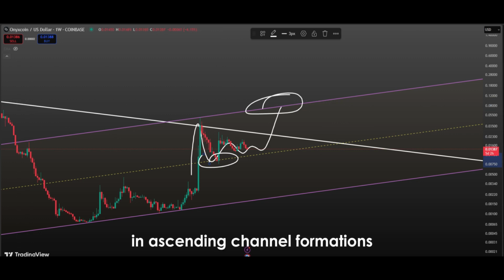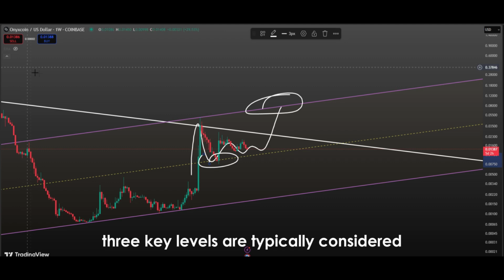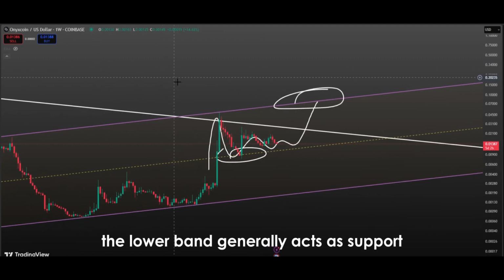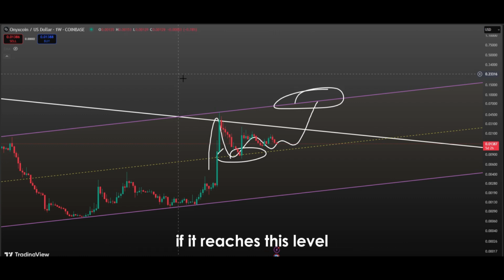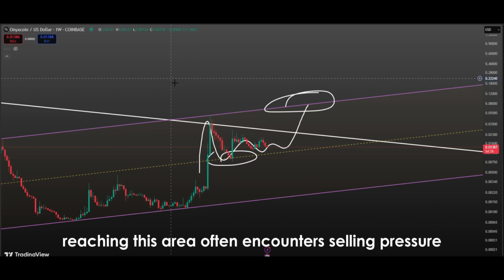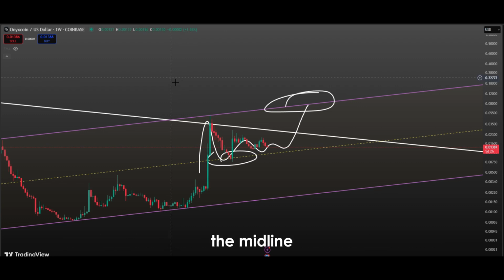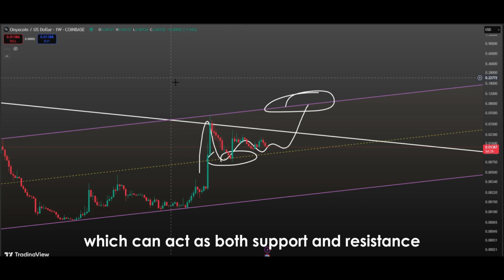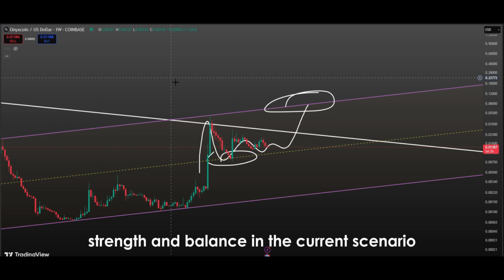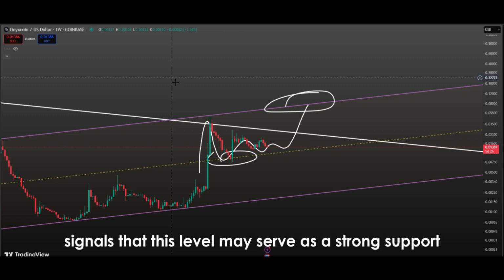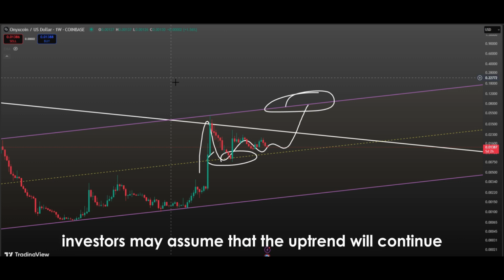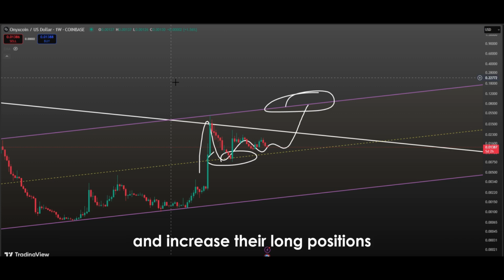In ascending channel formations, 3 key levels are typically considered: the lower band, the midline, and the upper band. The lower band generally acts as support, with price expected to bounce upward if it reaches this level. The upper band acts as resistance, and price reaching this area often encounters selling pressure. The midline, which can act as both support and resistance, serves as an important reference point for gauging the trend's strength and balance. In the current scenario, the price testing the midline signals that this level may serve as a strong support. If the price holds here, investors may assume that the uptrend will continue and increase their long positions.